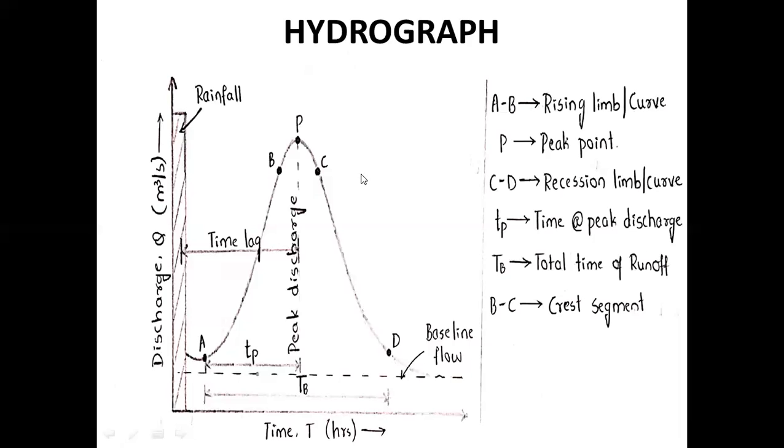Next, the curve BC is called the crest segment. Crest is the point which reaches the maximum, the maximum peak point. It reaches the maximum and again falls back here. So this BC is the crest segment.